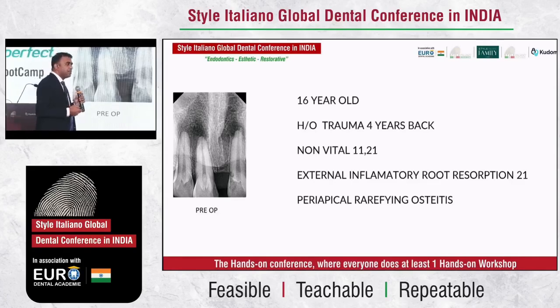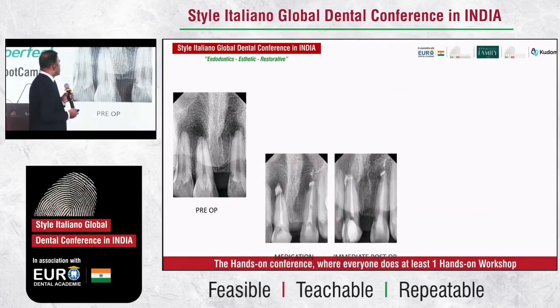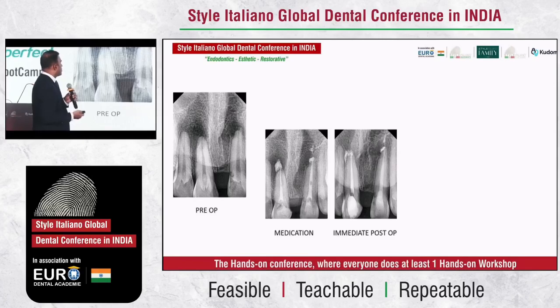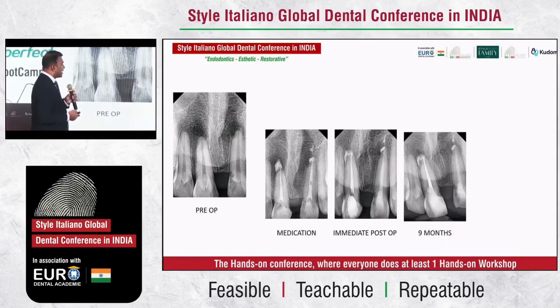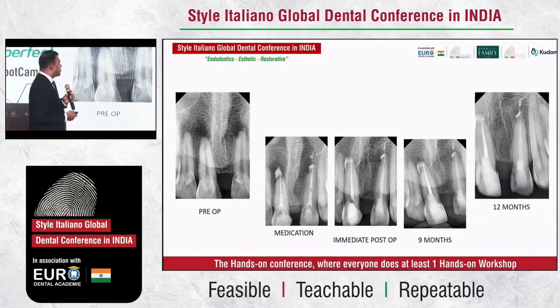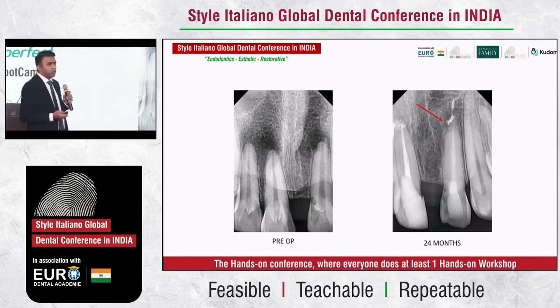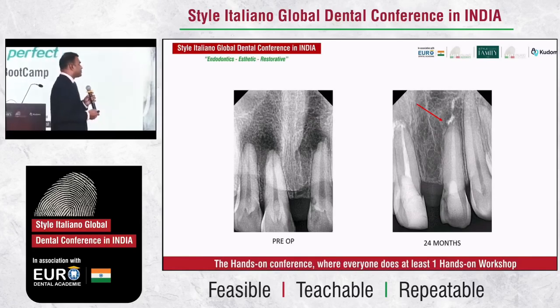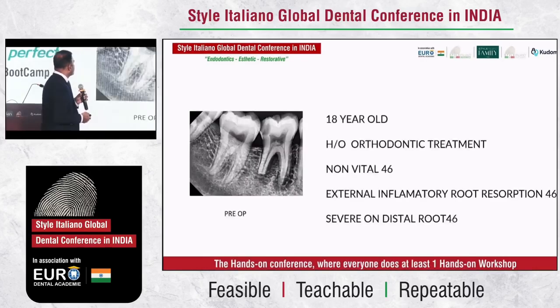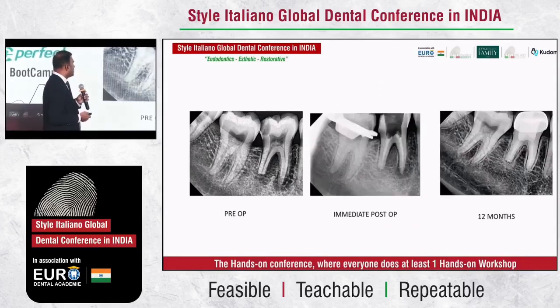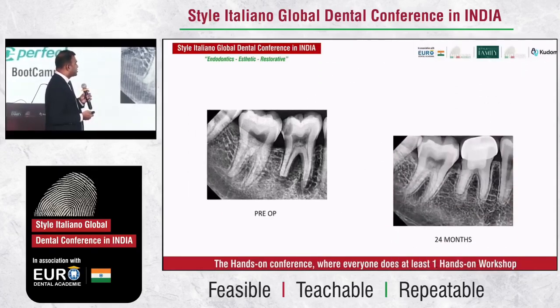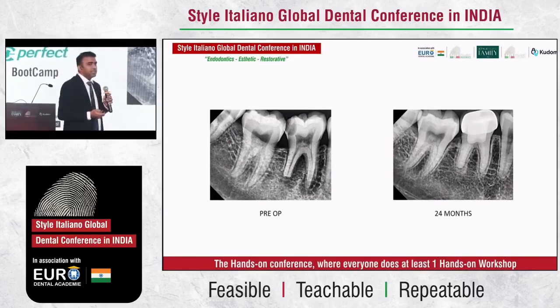A young patient, external root resorption. The protocol was cleaning and shaping, sodium hypochlorite 5%, medication with calcium hydroxide for 2 weeks. This is 9-month follow-up, this is 12-month follow-up, and this is a 2-year follow-up where you can see a change in the root architecture starting to happen. Another case of root resorption, this time in a young patient with a history of orthodontic treatment, the tooth is non-vital, severe resorption in the distal canal, and you can see a 2-year follow-up again with excellent healing.